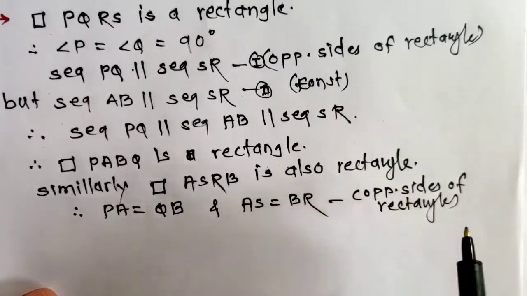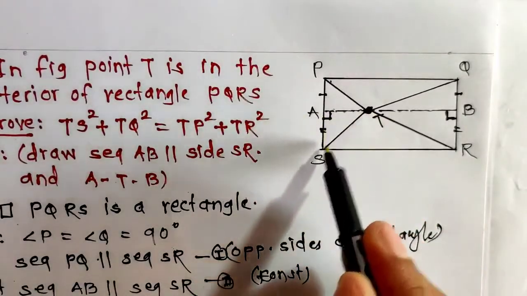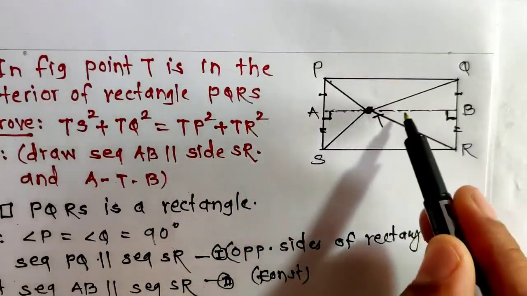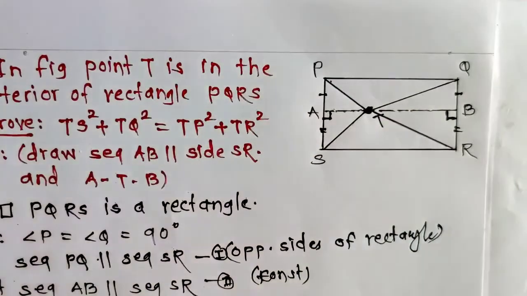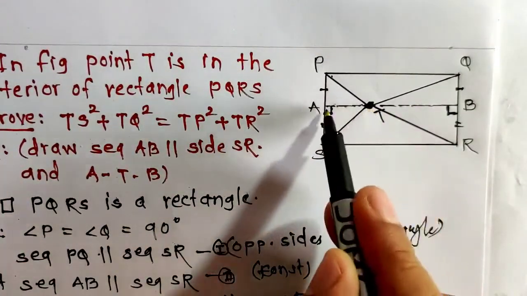Now only we have to use Pythagoras theorem 4 times. This is right angle triangle, use Pythagoras. Right angle triangle, Pythagoras. Right angle triangle, Pythagoras. Right angle triangle. So first TS square, means in triangle TAS.